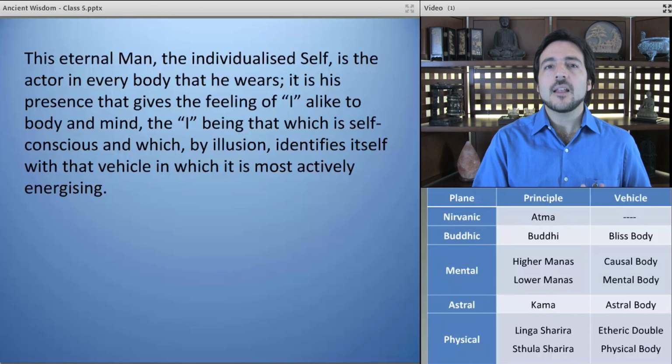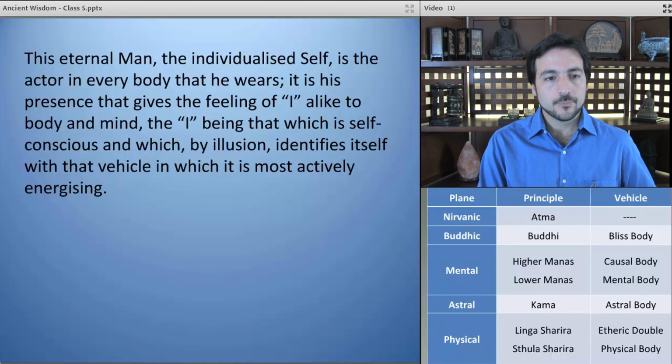Yogis that can break this identification, they can pierce their body, and even though the body may feel the pain, they are separate from that pain because they are not identified with the body. In our case, because of our identification, we still think that the pain of the body is my pain. So this is an interesting phenomenon that happens with consciousness.